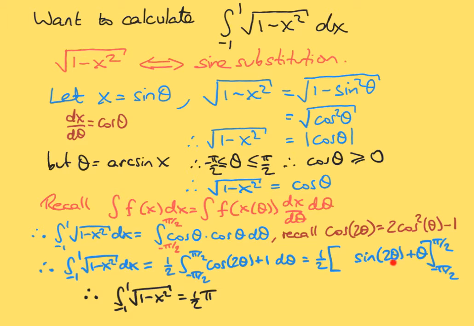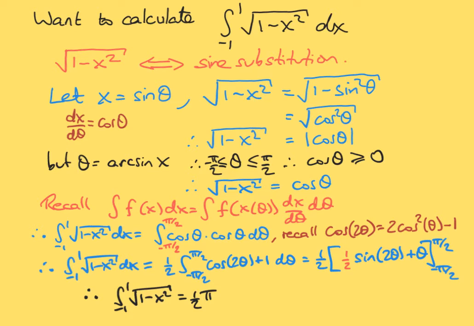But then from the chain rule, you'd multiply by the derivative of 2 theta, and that would give you a factor of 2. And we don't want the factor of 2. There isn't a 2 here. So we just mop that up by writing a factor of a half there. And now if you differentiate that, you get cos of 2 theta. And the integral of plus 1 is just plus theta.